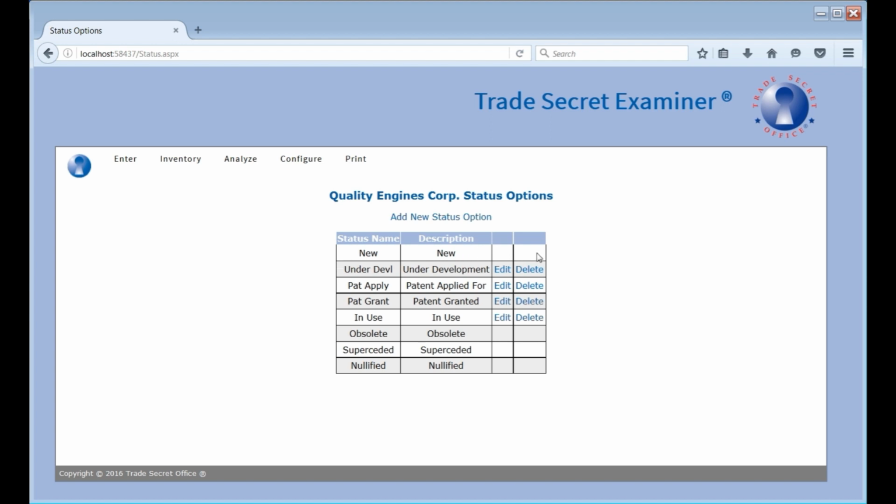That's assigned by the system. You're not allowed to change that one. Whenever you accept a trade secret, it'll be marked new. There's under development, patent applied for, patent granted, that's currently in use there. Then there's obsolete, superseded, and nullified.